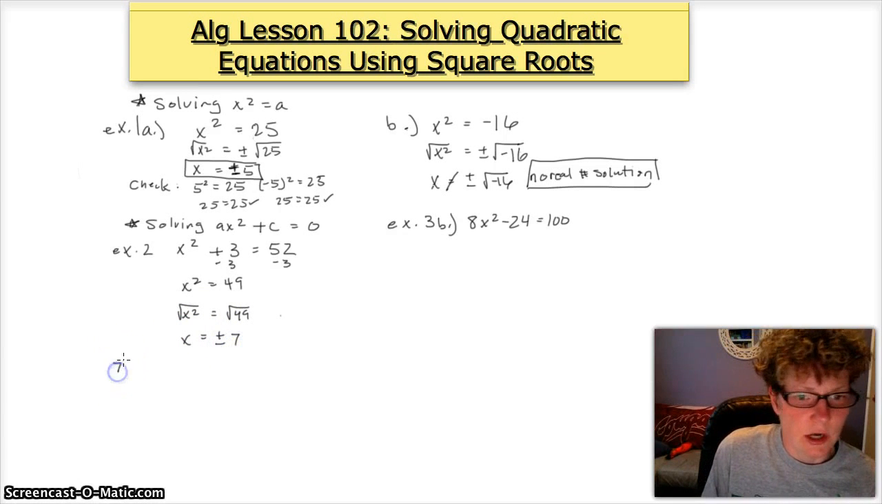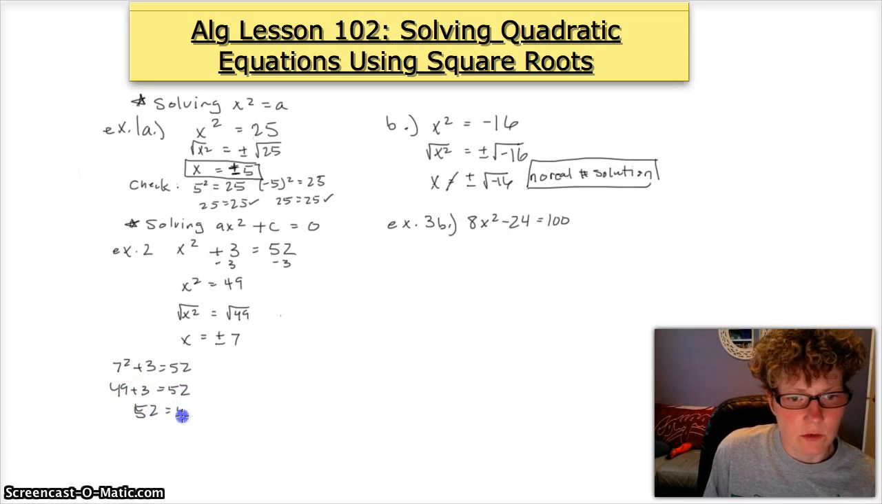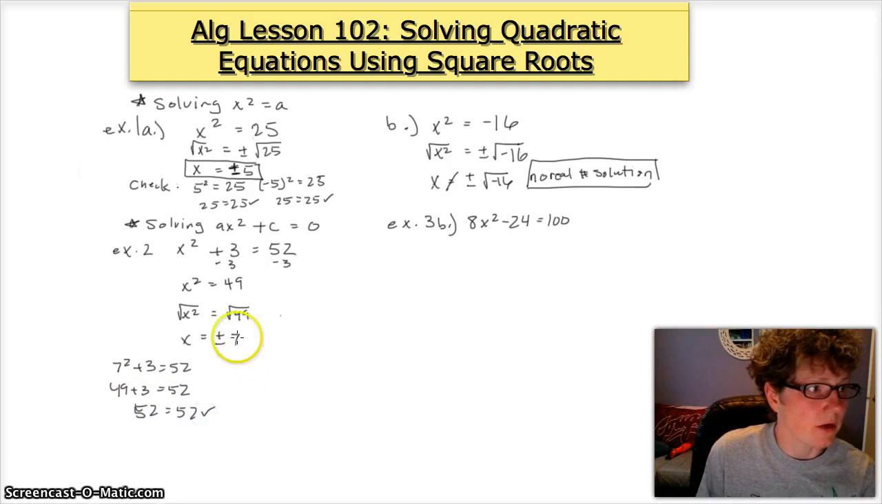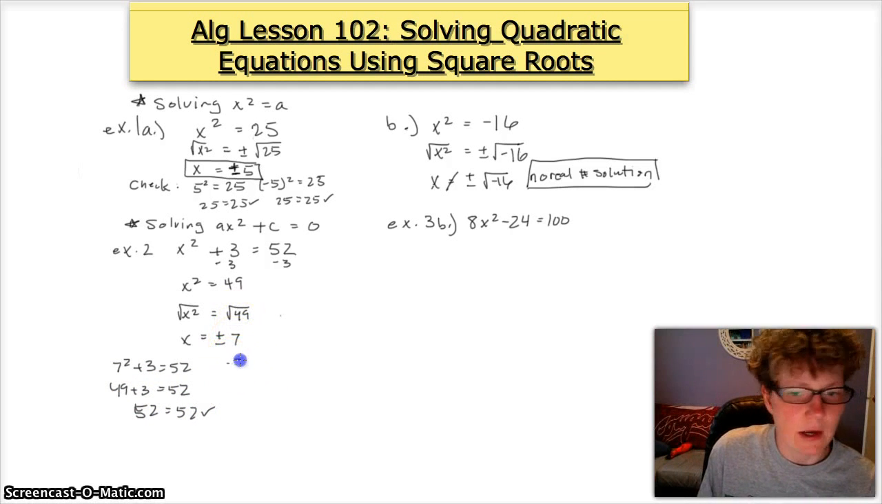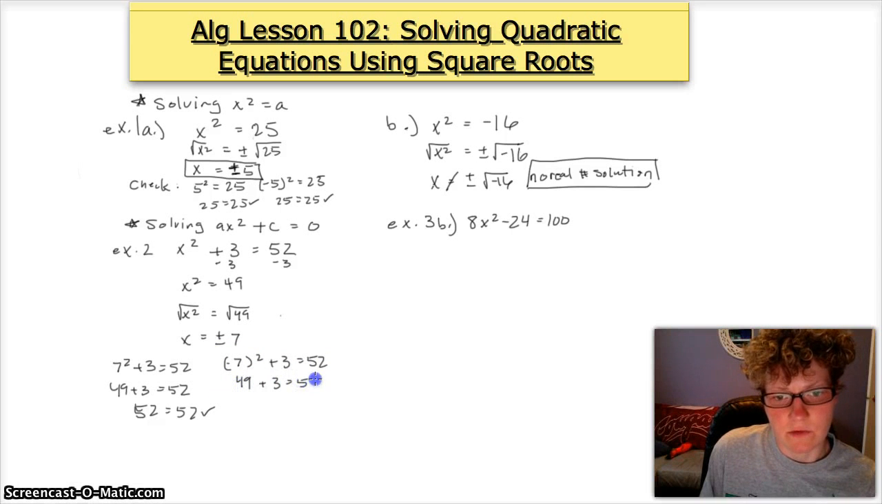Let's go ahead and run a check. 7 squared plus 3 equals 52. So 49 plus 3 equals 52, so 52 equals 52. Kind of have sloppy handwriting today. Okay, negative 7 squared plus 3 equals 52. See if that checks out. Negative 7 times negative 7 is a positive 49. Plus 3 equals 52. So 52 does equal 52. That one checks out.